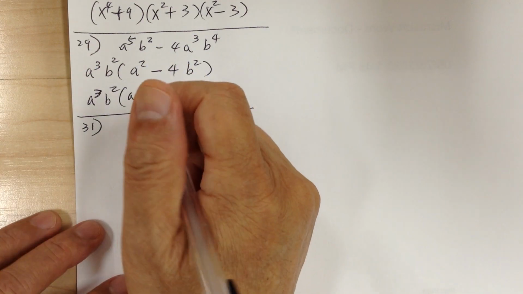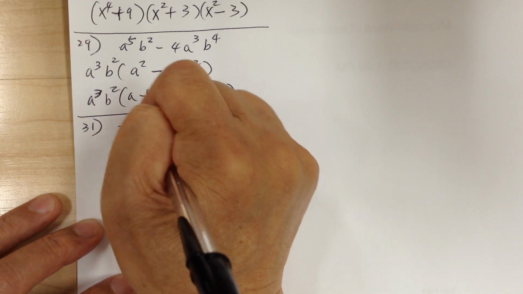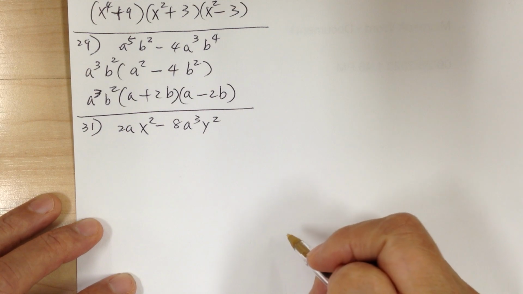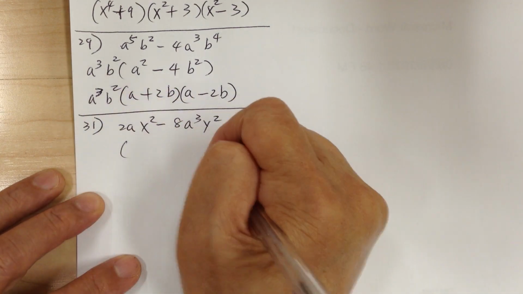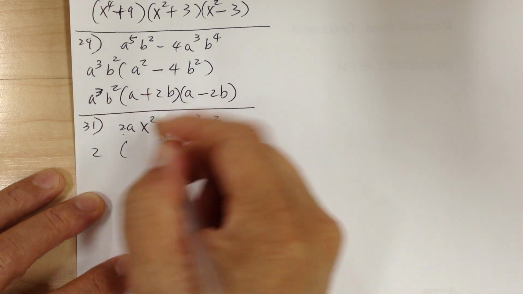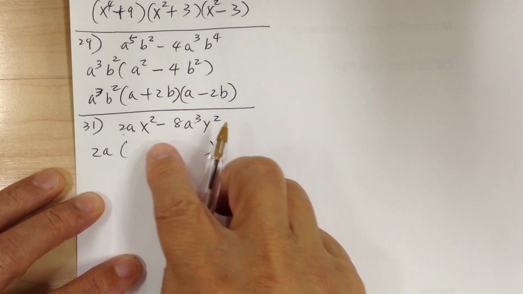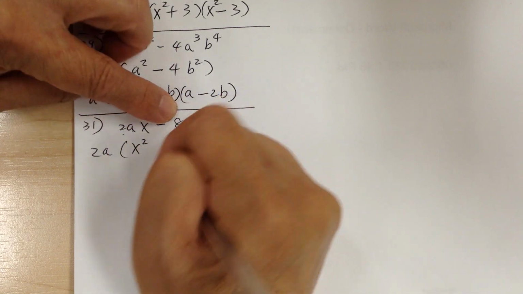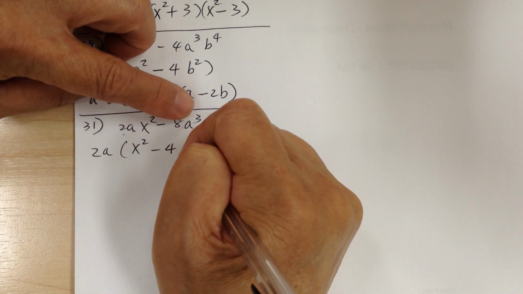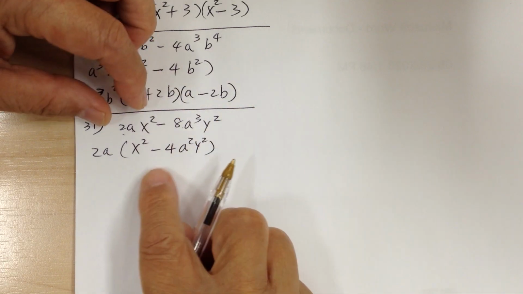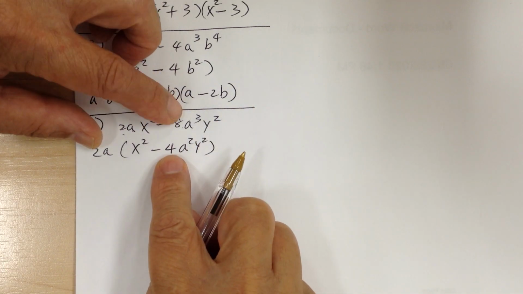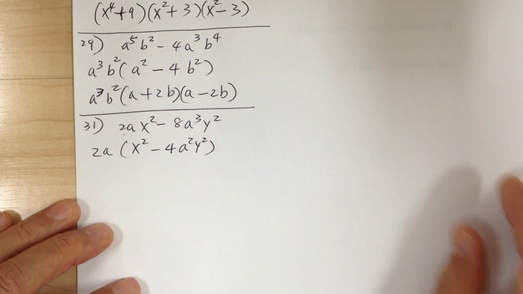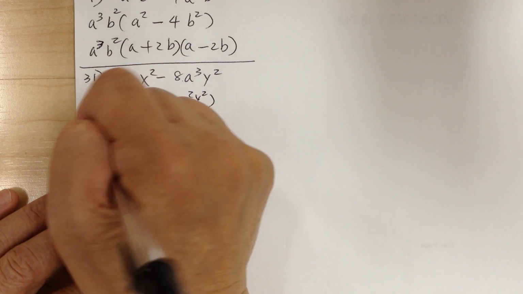Okay, 31. You've got 2a x squared minus 8a cubed y squared. So step 1: with 2 and 8, you can factor out the 2. You've got a and a cubed, so you can factor out the a. And that's it. When you factor out 2a, you're going to get x squared, and for this one you're going to get minus 4a squared y squared. Double check: the sign is negative, 2 times 4 is 8, 8 times a squared gives you a cubed y squared. Again, it's always a good idea to do a quick check to make sure you factored correctly.